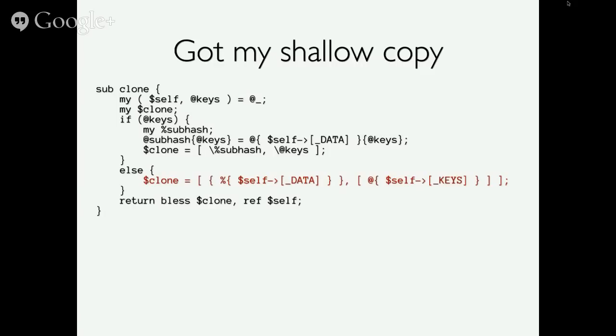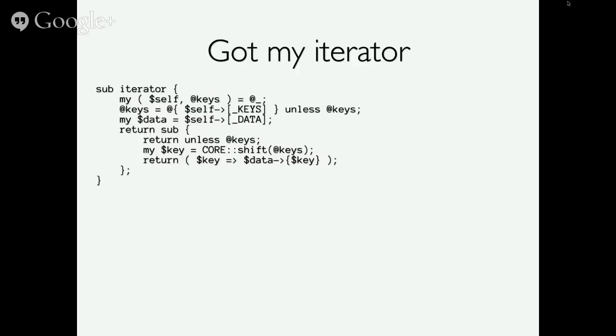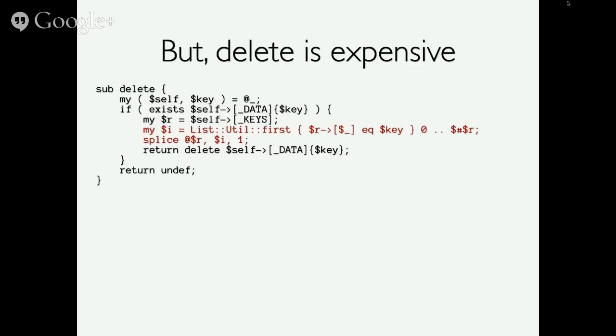This is the clone function. The first clause here is sort of if you want a subset of keys, it'll do that for you. But if you just want everything, it just creates the same data structure again and blesses it, and off you go to the races. And an iterator was straightforward as well. Get my list of keys, get my data reference, return a code reference that's an iterator that returns undef when it's empty. Pretty straightforward, and it returns key value pairs. Very, very straightforward. Not a lot of lines of code.